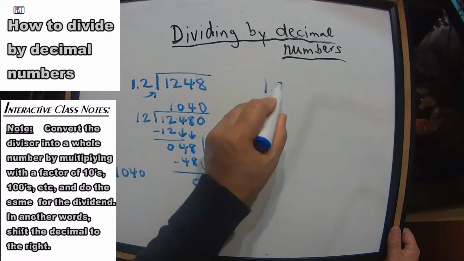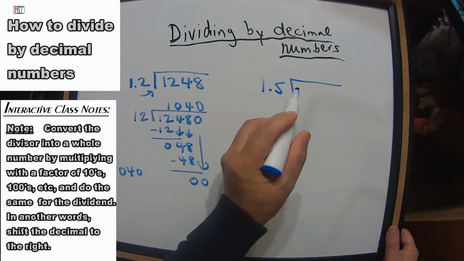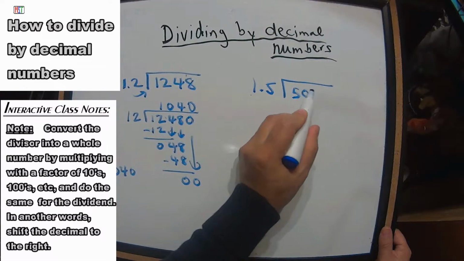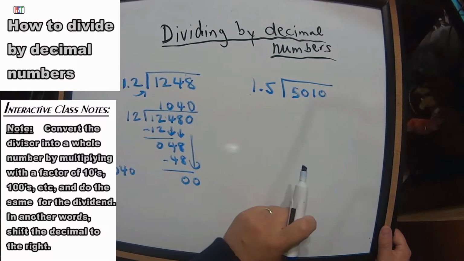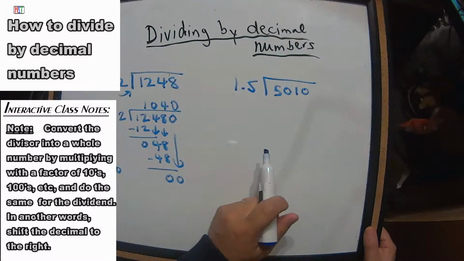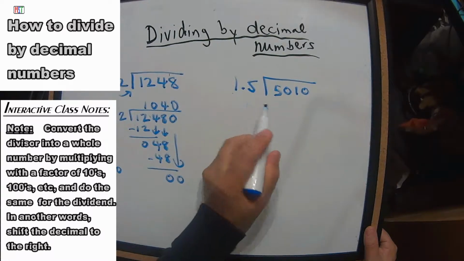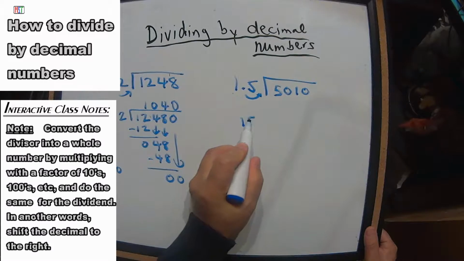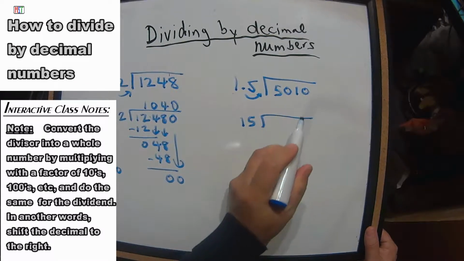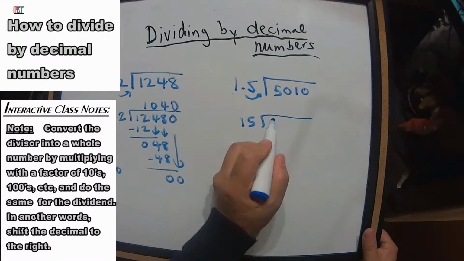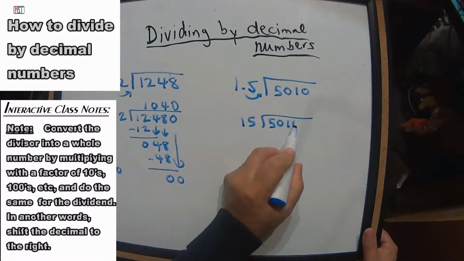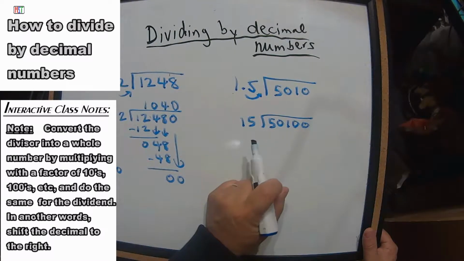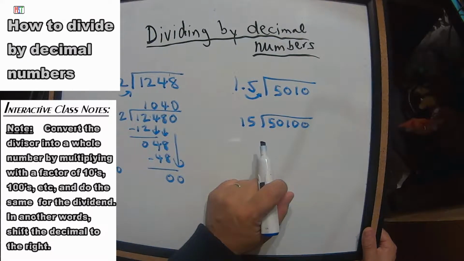Let's try 1.5 divided into 5010. Okay, so here, same method. What we want to do is convert this to a whole number. So move the decimal to the right, make it 15. But when we do that, we also have to change the inside number that we want to divide into. So by adding a 0 as a placeholder, because basically we multiply everything by 10 to make it a whole number here. Now we have 15 divided into 50,100.